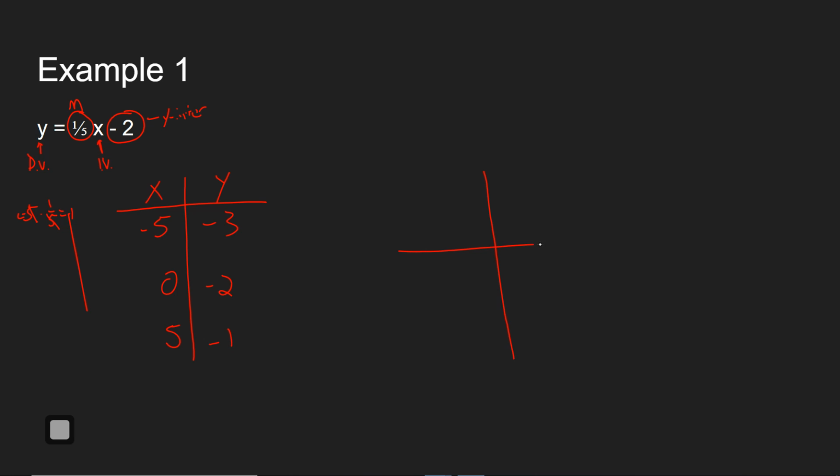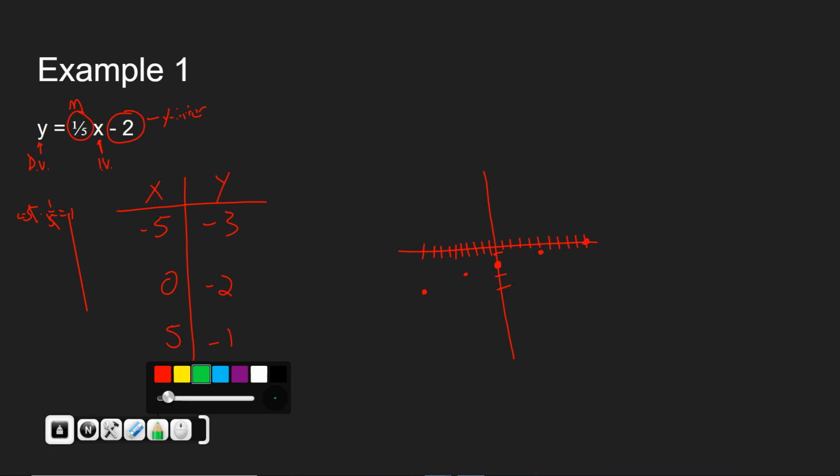Sketching a graph is even easier. I'm going to find -2. I'm going to go up 1 and over 5. That's my first data point. Here's my second data point. And I'm able to sketch that quickly because I know the slope.